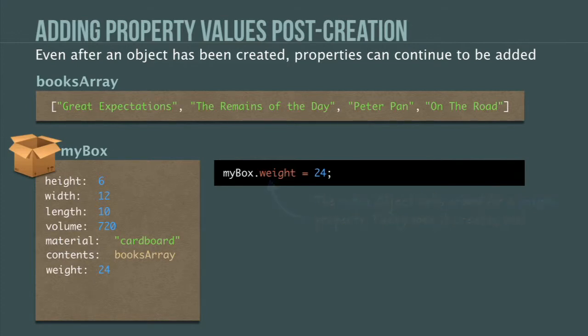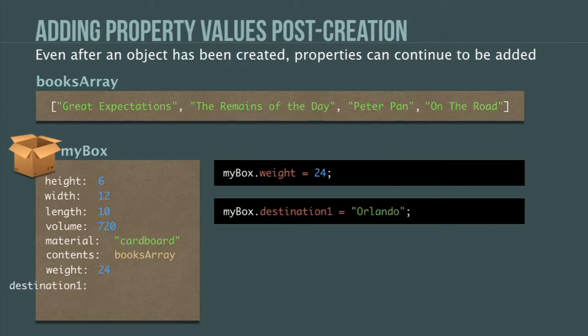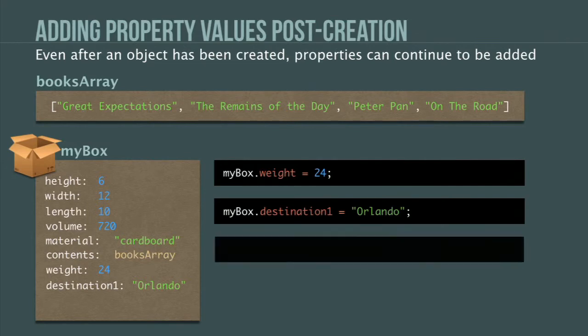We could also add a couple destinations for the box. If we did mybox.destination1 and set it equal to Orlando, that would show up inside of our MyBox. And then if we did a destination 2 and said that was Miami, that would also show up.